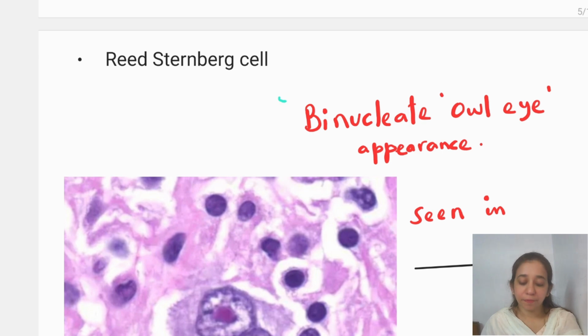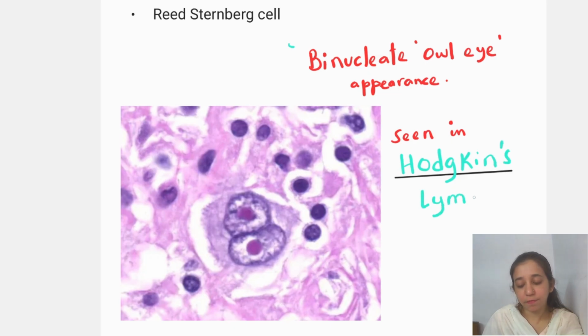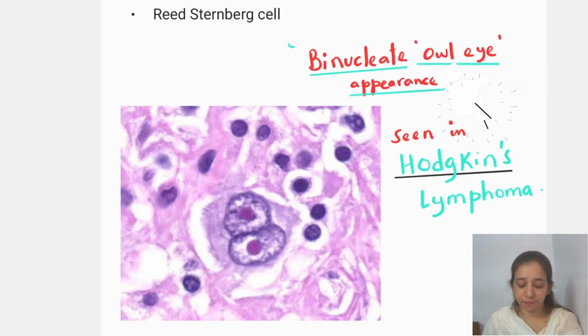The next one is the Reed-Sternberg cell, which is seen in case of Hodgkin's lymphoma. How does it look? It looks like a binucleate owl-eye appearance. This cell is the giant cell, the Reed-Sternberg cell, and there are two nuclei which give the appearance of an owl eye.